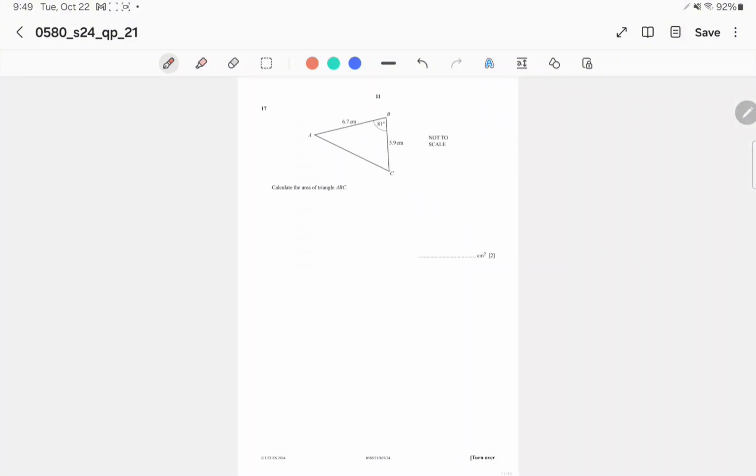17th question, area of the triangle they are asking. So here two sides have been given and one angle is given. So we will use the formula half ab sine x. This is a, this is b. So angle is given, so the formula is applied. So half into 6.7 into 5.9 into sine 81 degrees.